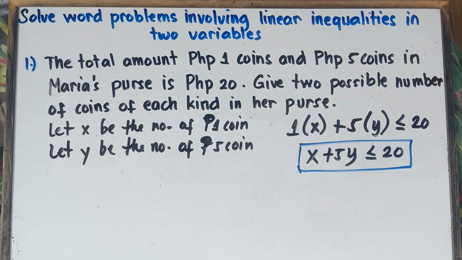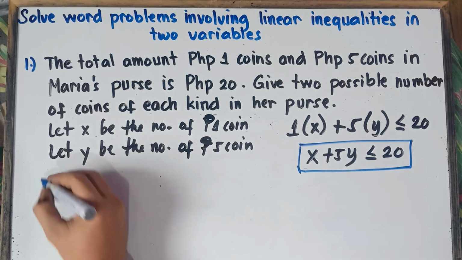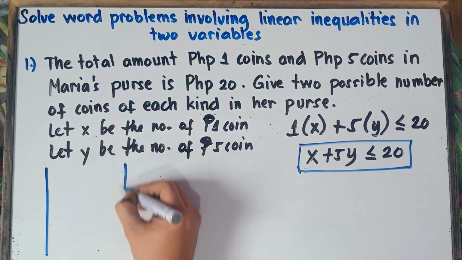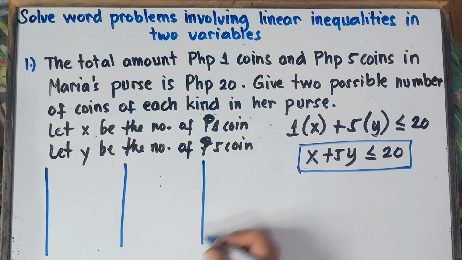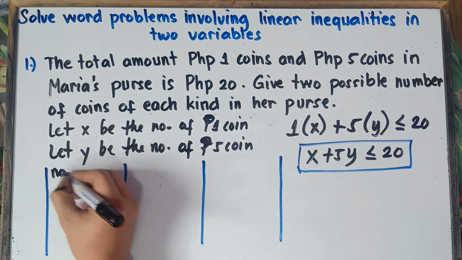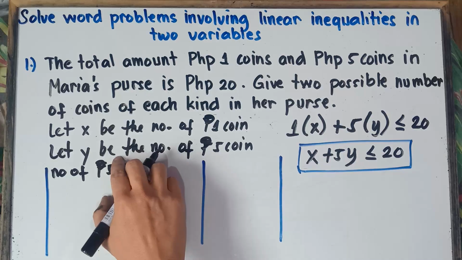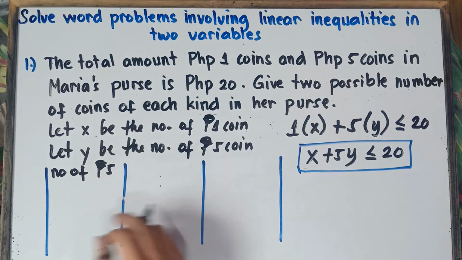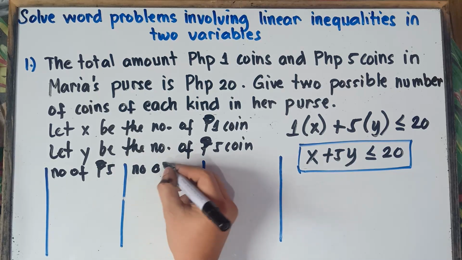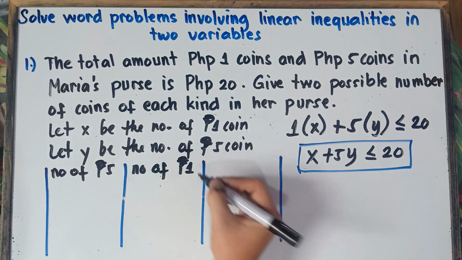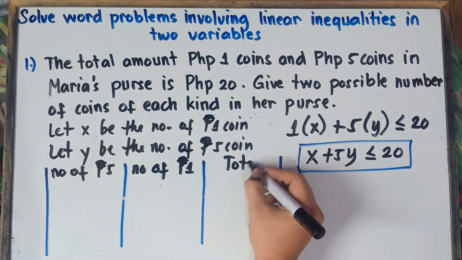Alright, now to answer this, class, we can have our table for us to be guided. I'm sure it's very easy to answer this if you have your table. So let's have our table. Alright, so we have our table. Let's say this is the number of 5 peso coins, and this one right here is the number of 1 peso coins. Of course, this will be the total, right?